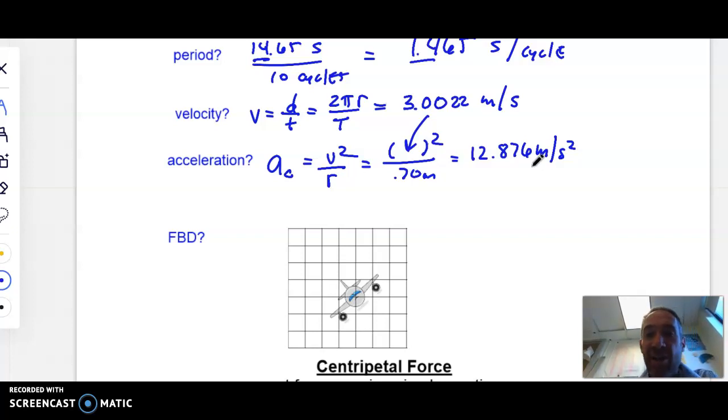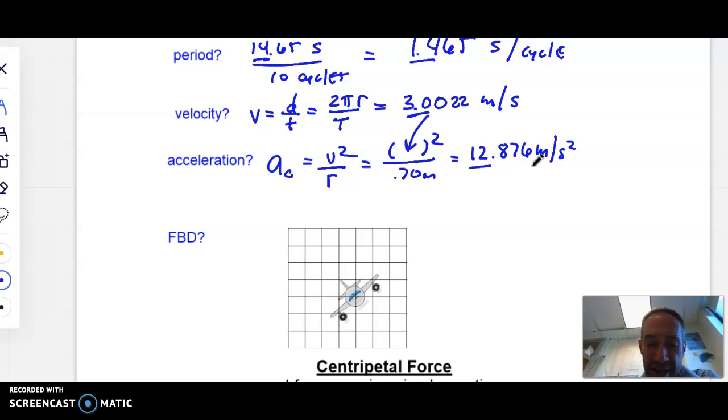Now, to do the acceleration, we know that this is uniform circular motion, so we're not speeding up or slowing down, but we are changing direction. And when you're changing direction, that's centripetal acceleration, velocity squared divided by radius. I took that 3, squared it, divided by 0.7, and I got 12.876. 2 of those digits are significant.